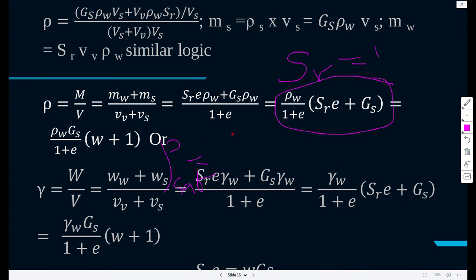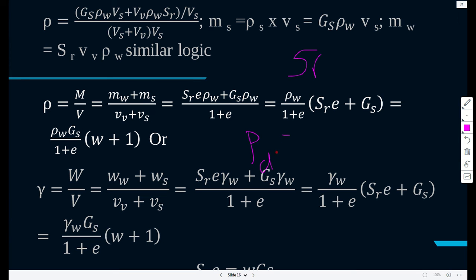It is density of water over 1 plus e, 1 plus e, correct, into e plus Gs. Yeah, there's nothing to try there. You're even shocking me. It's that simple. So the same thing I said, the unit weight when it is dry is called gamma d. And so this is gamma water over 1 plus e.